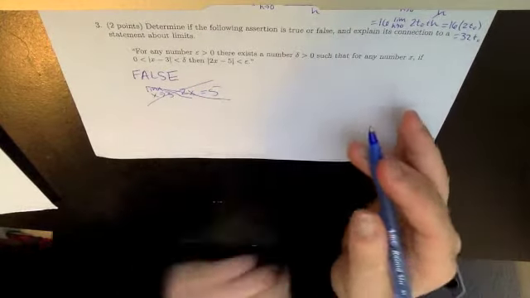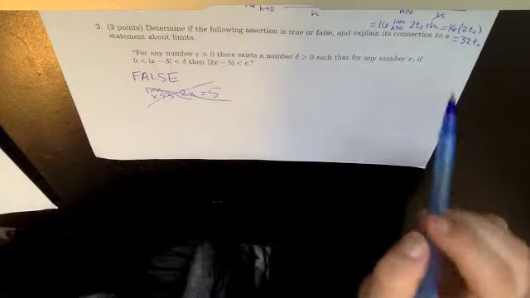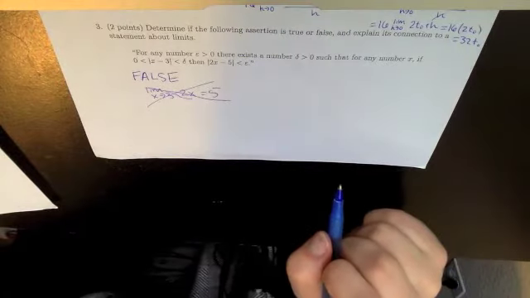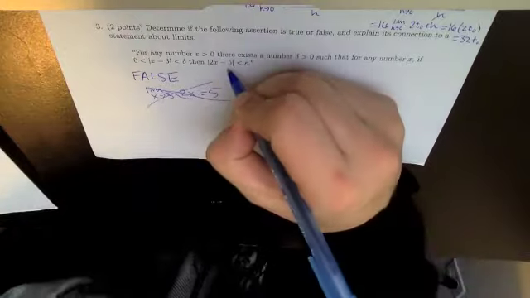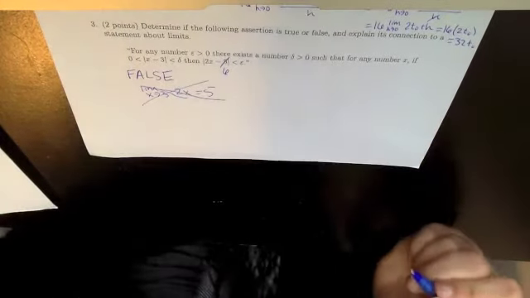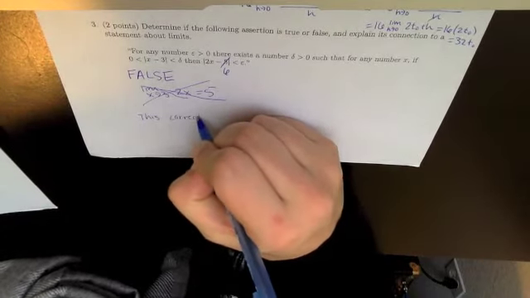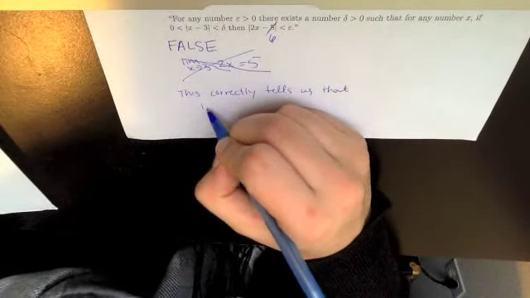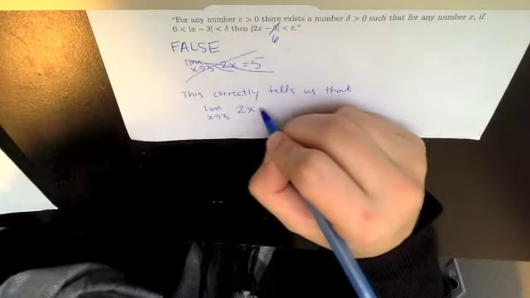In fact, we could change the last line so it is true, and then this statement will be the correct statement, that the limit as x approaches 3 of 2x is equal to 6. So we just need to change this number 5 to a 6. When we do that, this correctly tells us that the limit as x approaches 3 of the function 2x is equal to 6.